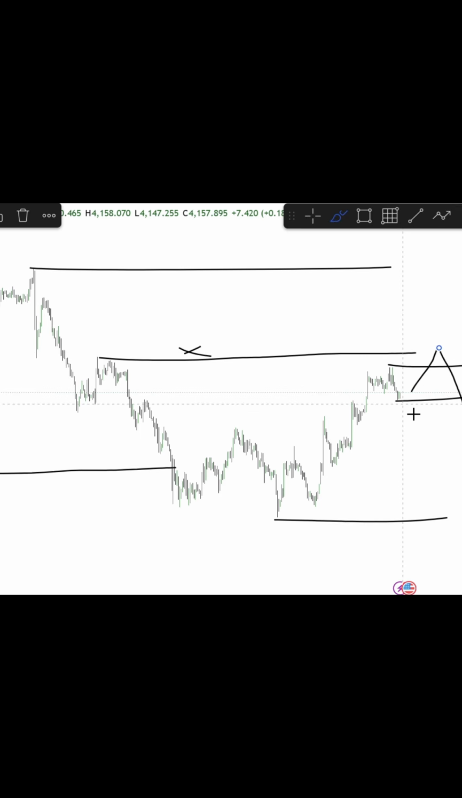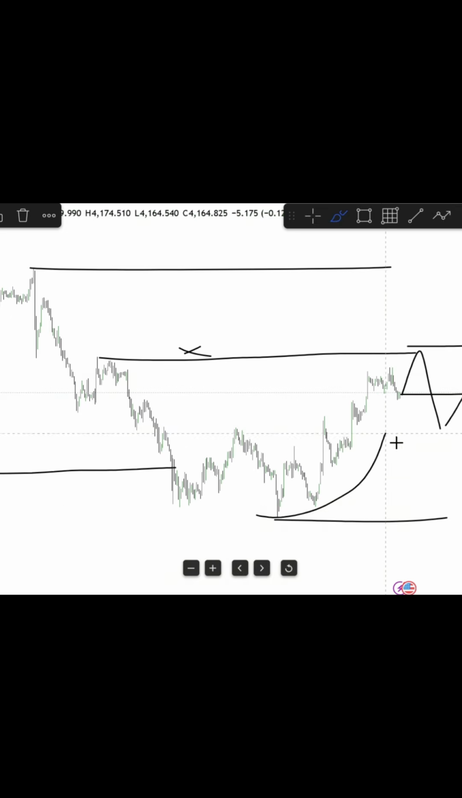If we then break that demand zone, it would be a supply zone that was in control, and any retracement into that supply zone could be that opportunity to target all of this trendline liquidity and the weak swing low.